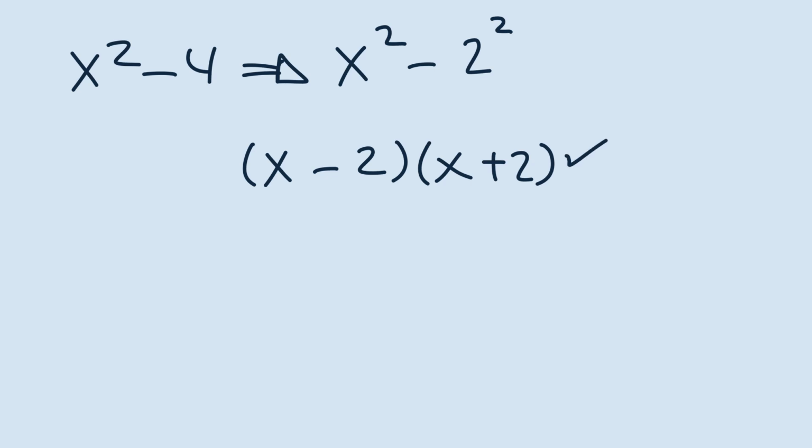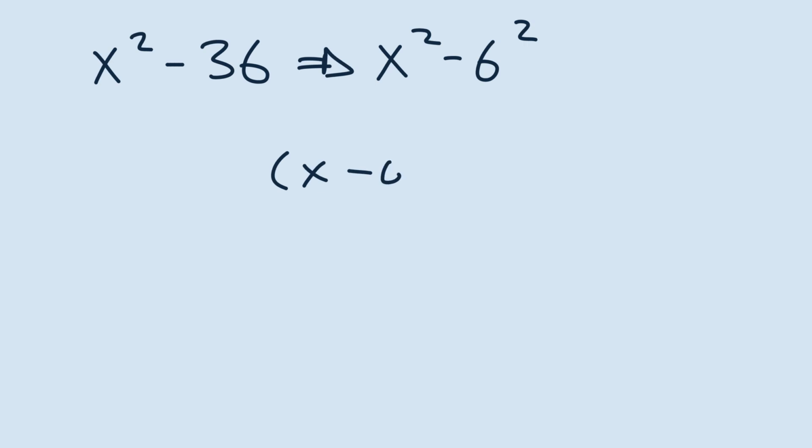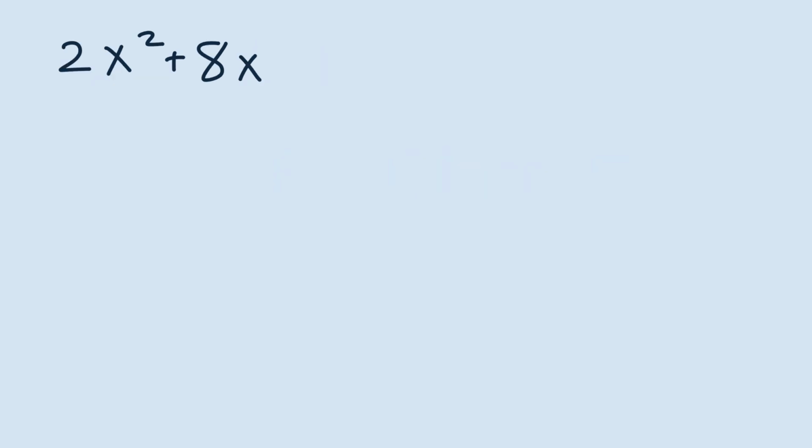And that's it. Let us take one more example. X squared minus 36. This is a difference between two squares. X is already squared. 36 is basically 6 squared, right? And according to the rule, the factorization will be x minus 6, x plus 6. And that's it. What about this question? 2x squared plus 8x.